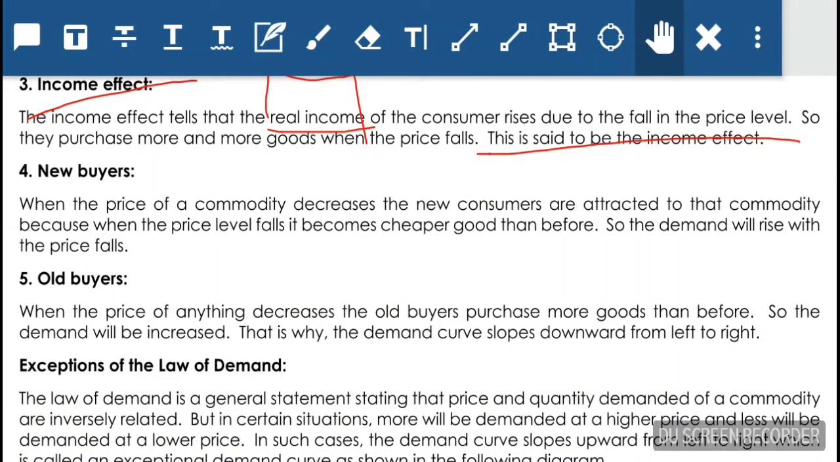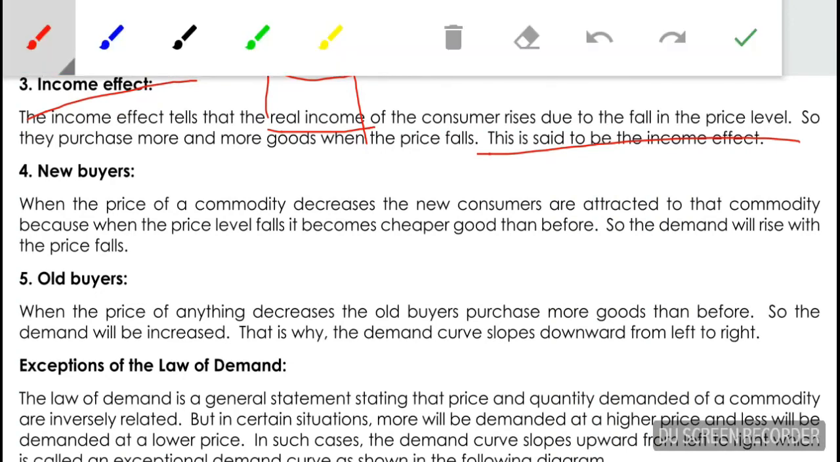And the next determinant that explains the downward sloping of the demand curve is new buyers. As I stated in the substitution effect, when you decrease the price of a particular product, the demand for that product will come from new buyers, because buyers who were not buying this product previously will start buying it. So demand for that product will increase due to decreasing price. This is what the new buyer effect states.